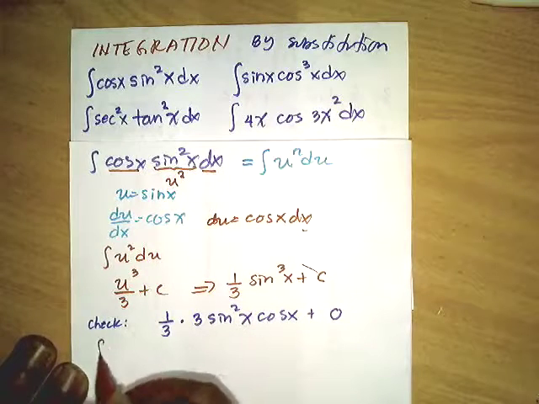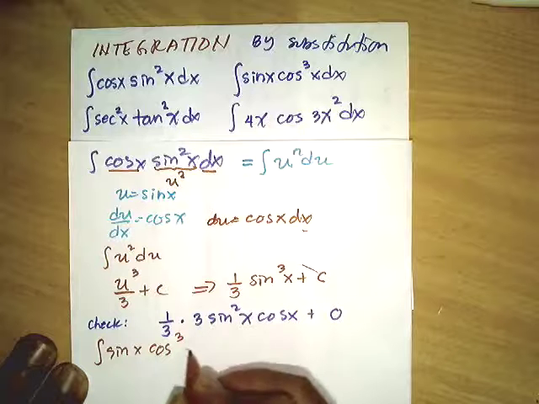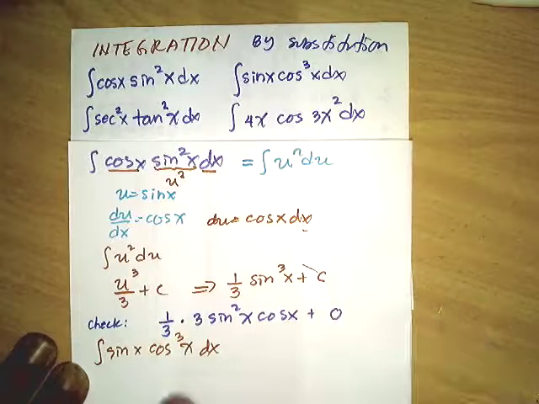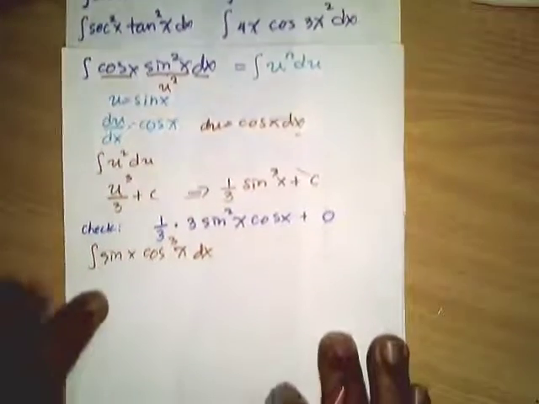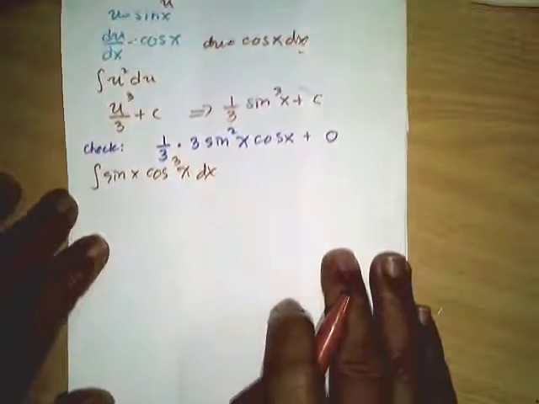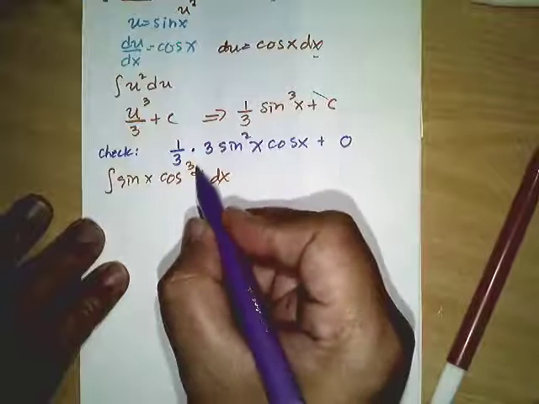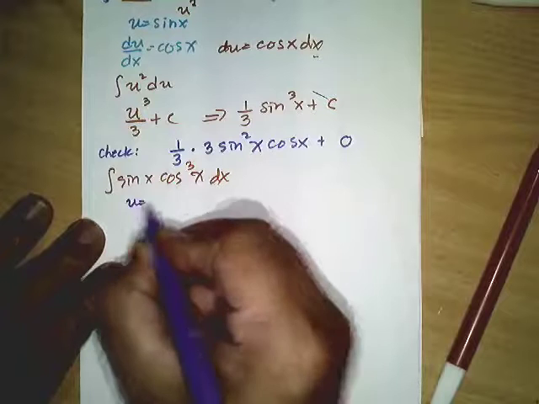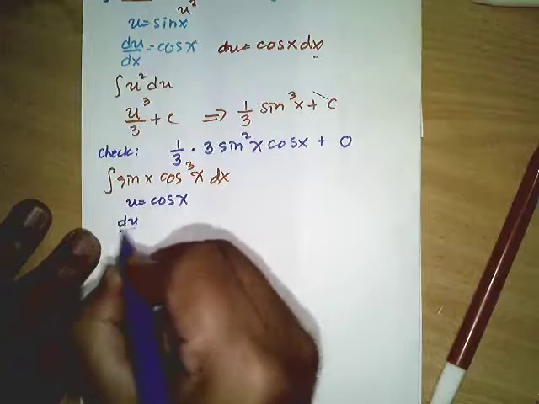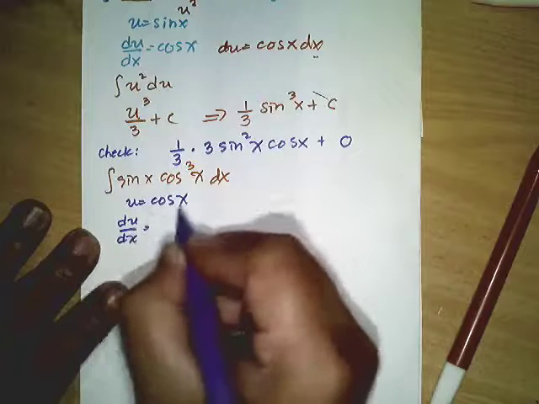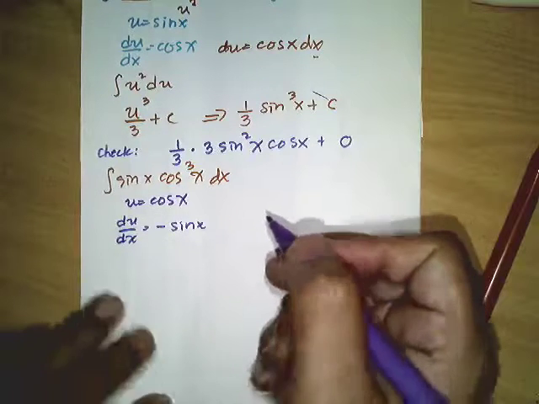Suppose I have the integral of sine x cosine cubed x dx. It's exactly the same thing. If you would like to pause the video for a while and try this question by yourself, you may do so. Again, it's the cosine x which has the power of 3. So we can let u be cosine x. After letting u be cosine x, you take du/dx, and the derivative of that is negative sine x.